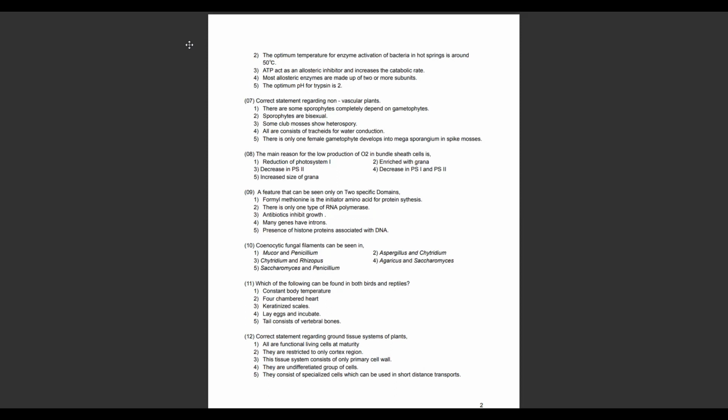Now, in the first answer, they have given formyl methionine is the initiator amino acid. Very good. Initiator amino acid for protein synthesis. This formyl methionine acts as the initiator amino acid for protein synthesis only in domain bacteria. Right? Only in domain bacteria. For the domains archaea and eukarya, it's just methionine, not formyl methionine.